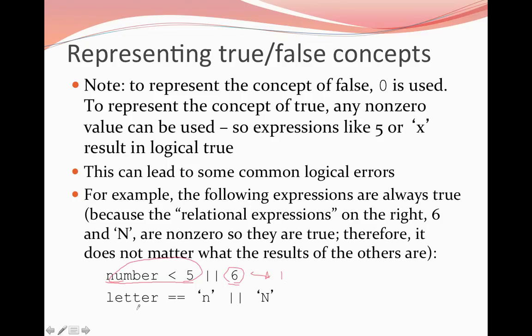Same thing for the next expression. We have a variable letter. We don't know what we have in the variable letter, but we have an or expression. So on the left, we have letter equals quote, end quote. That's either true or false. But on the right-hand side, we have just the character capital N, which is true. It's not 0, so that's true. So again, we have an expression that's either true or false, or an expression that's true always. So we're going to get true as a result, always for this expression.